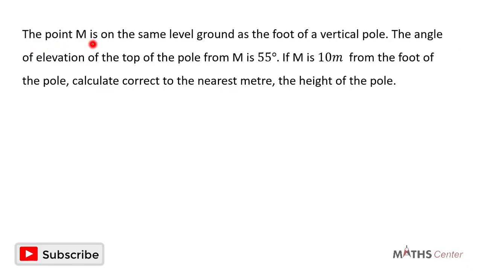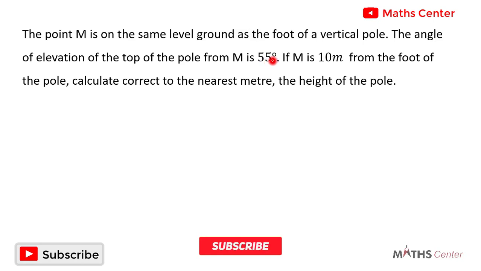The point M is on the same level as the foot of a vertical pole. The angle of elevation of the top of the pole from point M is 55 degrees. If point M is 10 meters from the foot of the pole, calculate, correct to the nearest meter, the height of the pole. Let's present the information we have here on a diagram.